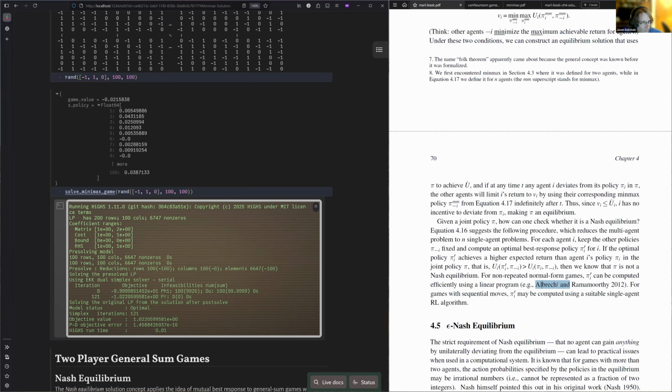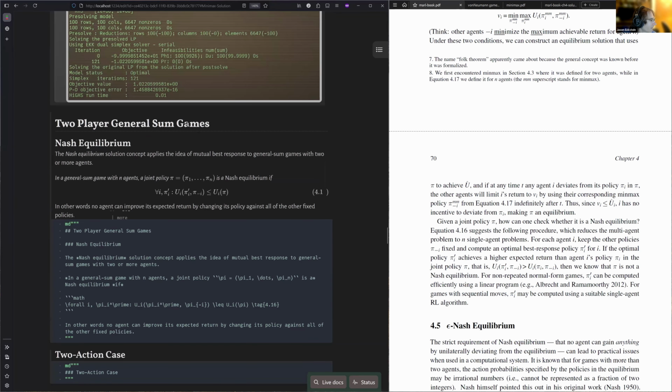So I don't think it will be the focus of this book to actually calculate the Nash equilibrium solution for general non-repeated games. We'll focus on a solution type that doesn't use a linear program and will instead focus on these algorithms which are used for games with sequential moves.